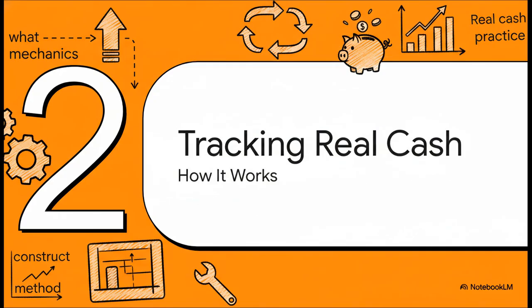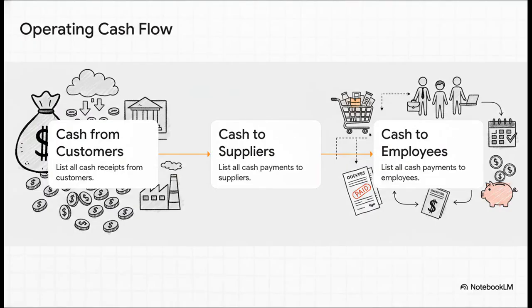Okay, so let's shift gears from the what and the why to the how. How do we actually build this thing? Let's get our hands dirty, so to speak, and walk through the mechanics of constructing the operating cash flow section using this direct approach. This slide lays it out beautifully. You are literally just creating a summary of the cash coming in and the cash going out from the company's main business.